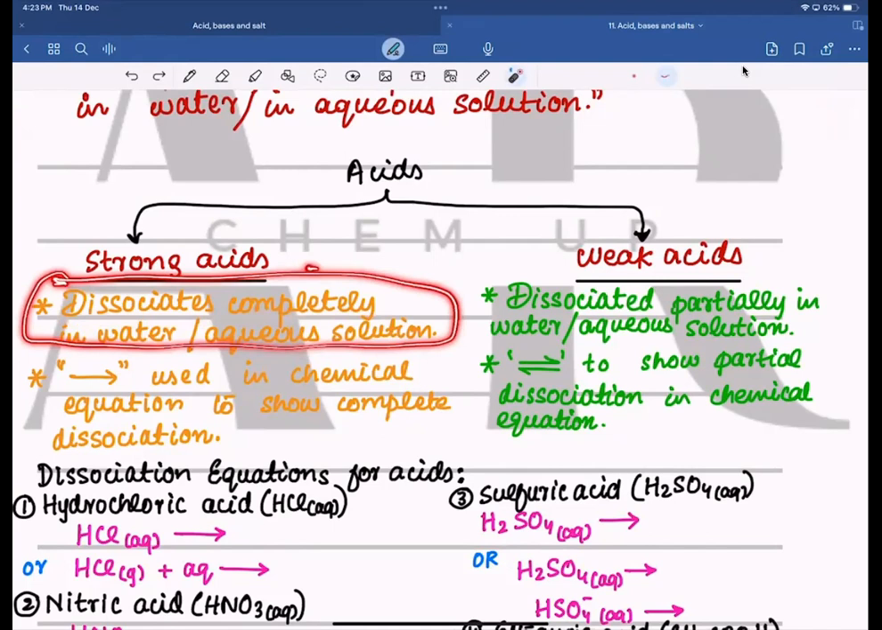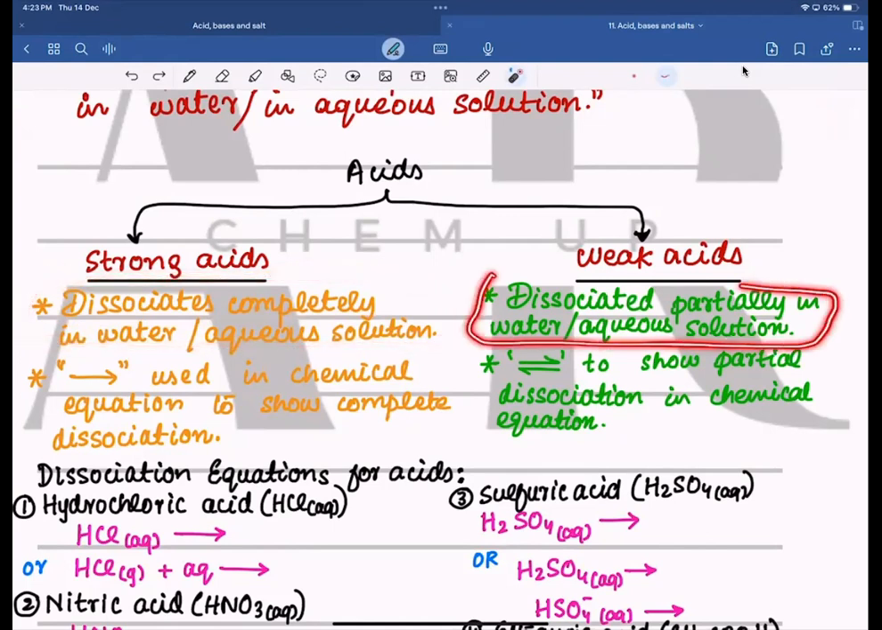It just means, for example, if we are adding 20 molecules of acid in water, all of the 20 molecules are going to break down into ions. On the other hand, when we talk about weak acids, they dissociate partially, which means incompletely. If I am adding 20 molecules of an acid in water, out of 20, a few molecules are going to break down into ions and the rest of the molecules stay as molecules. That is called partial dissociation or partial breaking down.